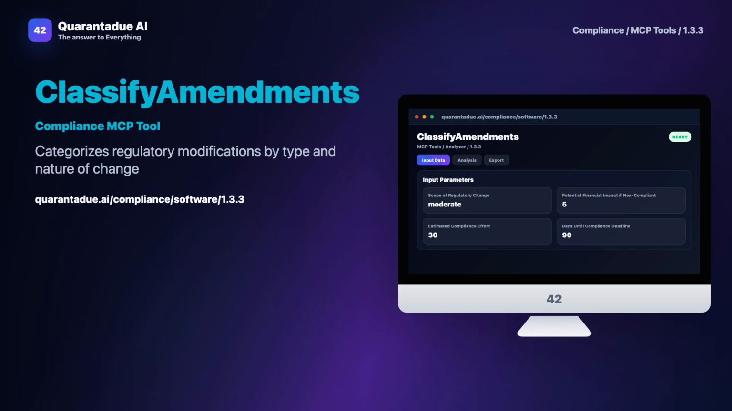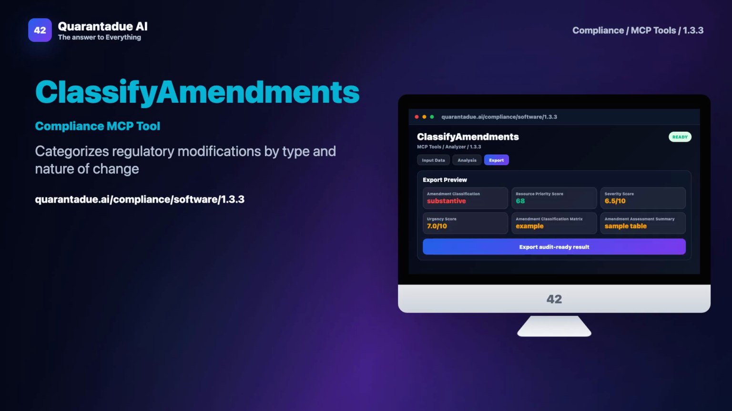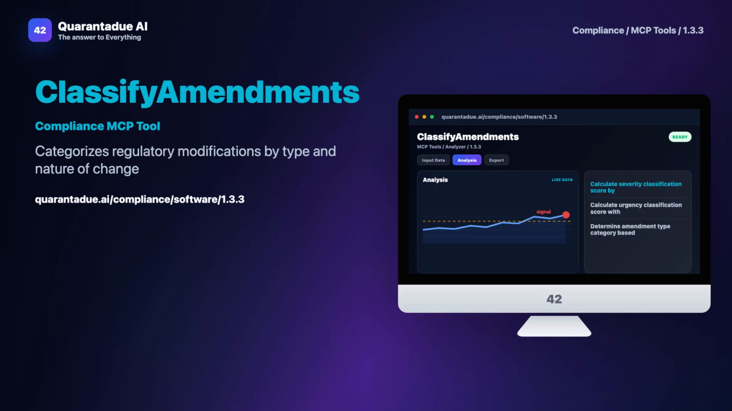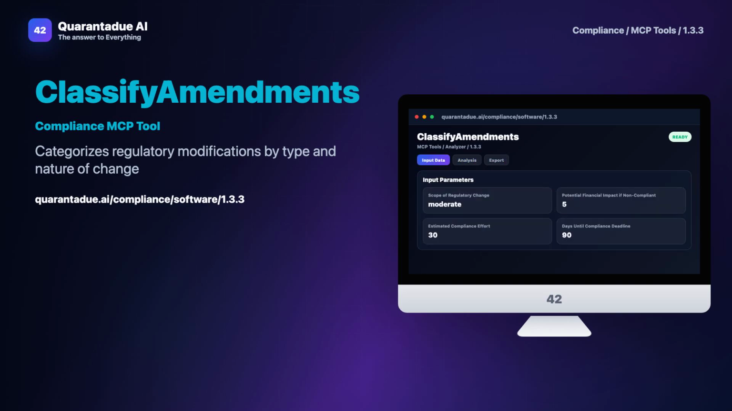Classify amendments is compliance software for a specific operational decision, categorizing regulatory modifications by type and nature of change. This video explains what the tool does, why the workflow matters, and how the output becomes useful decision evidence. The problem is that compliance teams often manage this workflow with scattered inputs, inconsistent review rules, and manual interpretation.